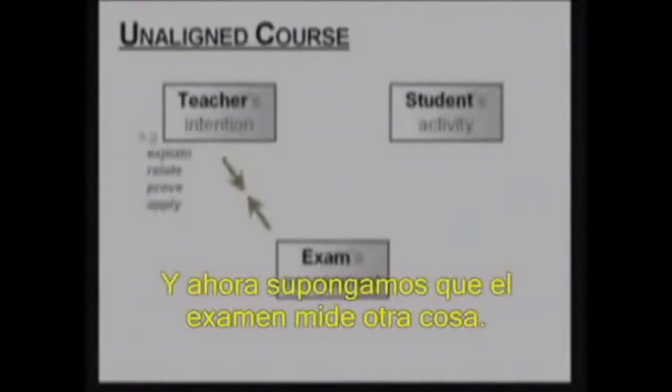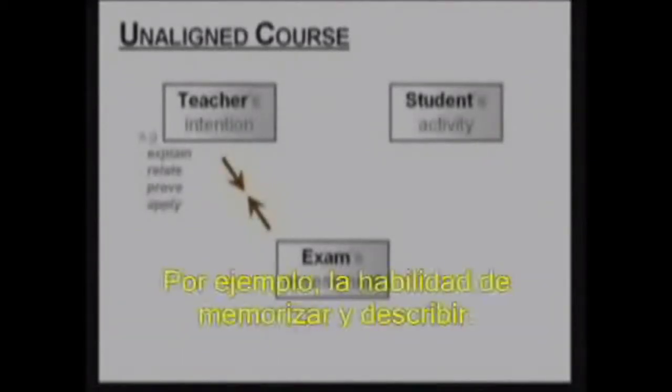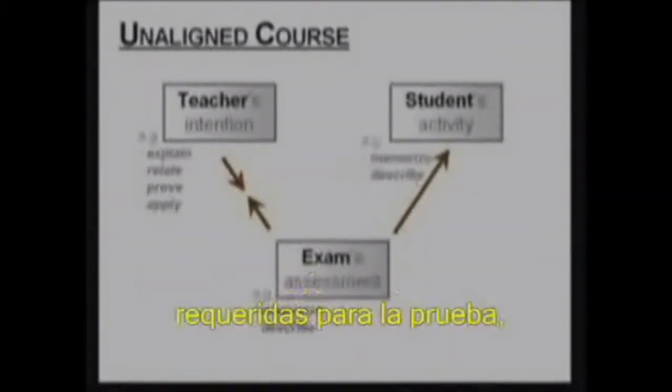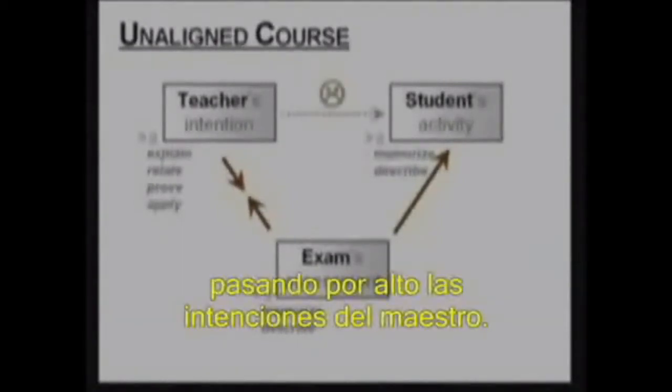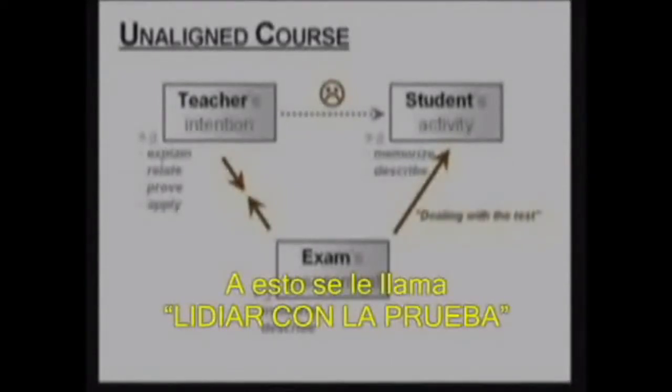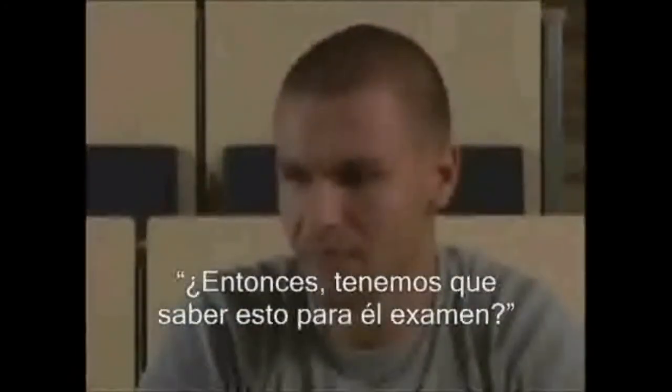And now suppose the exam measures something else. For example, the ability to memorize and to describe. In this case, Robert will focus only on the skills required for the test, disregarding the teacher's intentions. This is called dealing with the test. Of course, you can extend with as many operations as you like. So, do we have to know about this for the exam? Okay, here's the thing. I know what they're asking, but I figure, and Jim also told me, that if I memorize the headlines and skim through the first chapters, I should be okay for the exam.